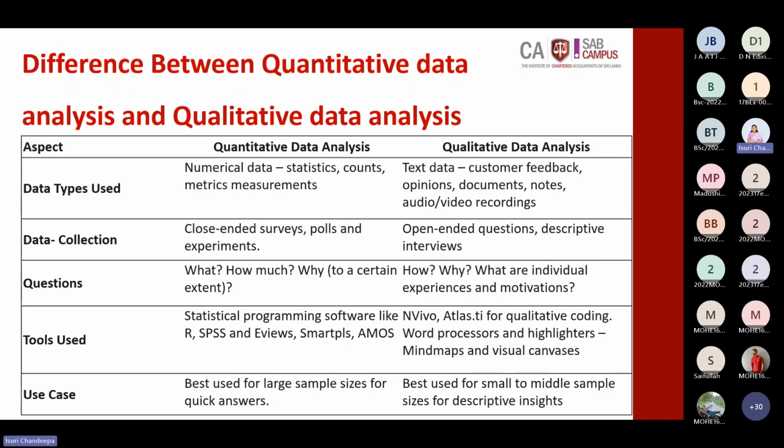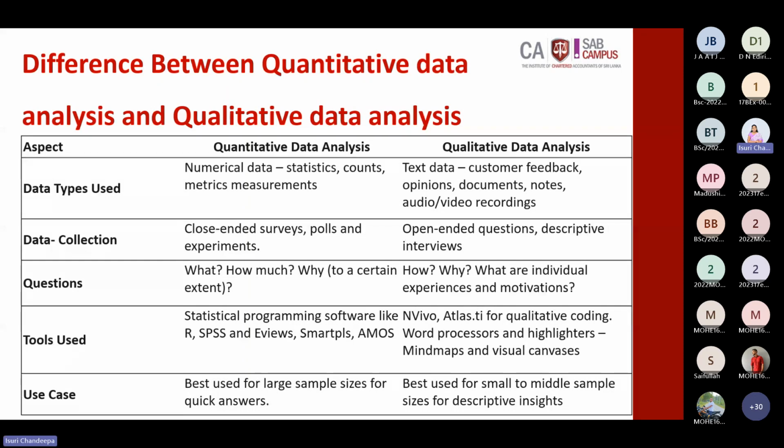We'll first consider the data types. Normally for quantitative data analysis, we are taking numerical data, whereas in qualitative data we are taking text, not numbers. Text data like customer feedback, their opinions, their perceptions, their notes. Whereas in quantitative data analysis, we are taking numbers, statistics, measurements, numerical data.